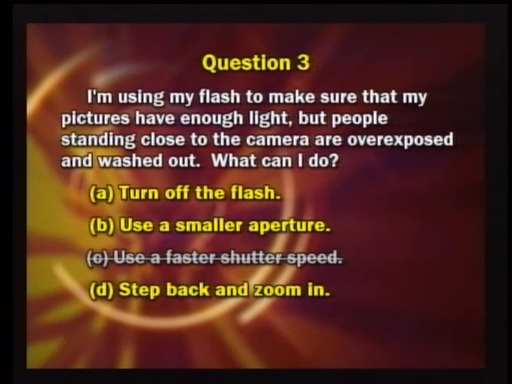And then the last one is step back and zoom in. The reason that one is a correct answer is because as you step farther away from a subject, less light from that subject actually reaches the camera. If you remember from physics, we talked about the inverse square law. For every doubling of distance, you get 1/4 as much light. So if you step back further, you'll get a lot less light entering the camera, so you won't have the overexposed problem. Okay? Any questions so far?